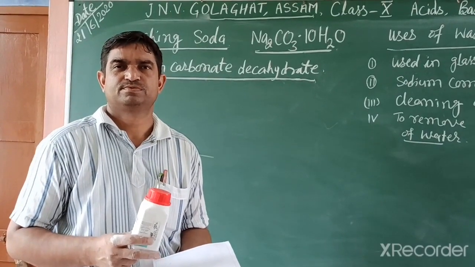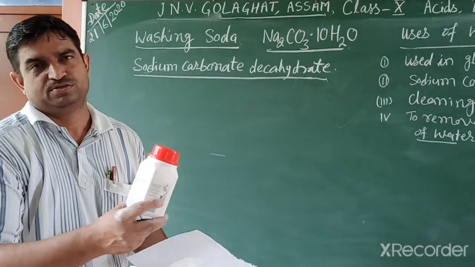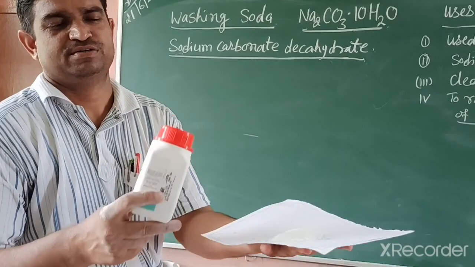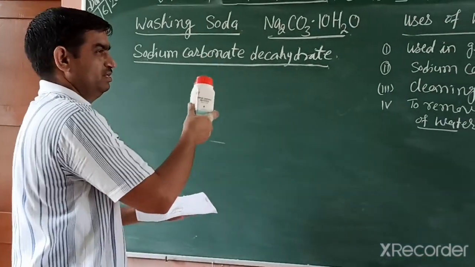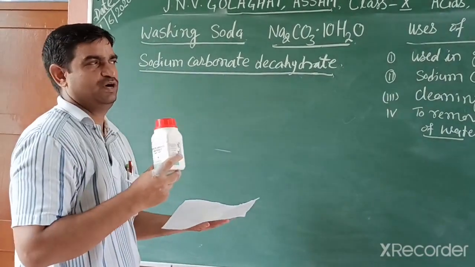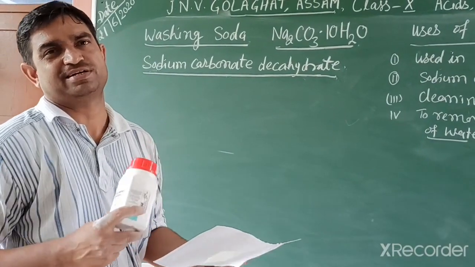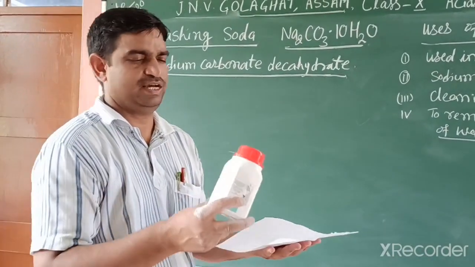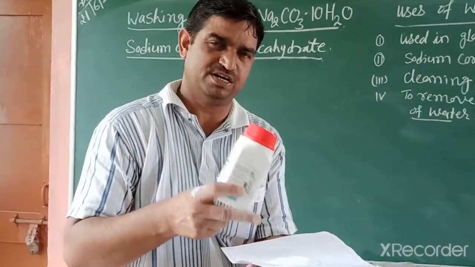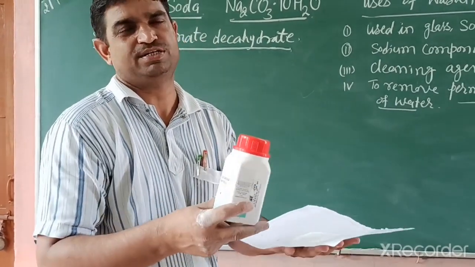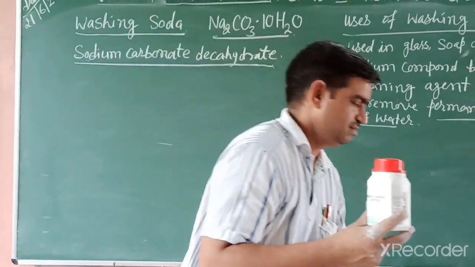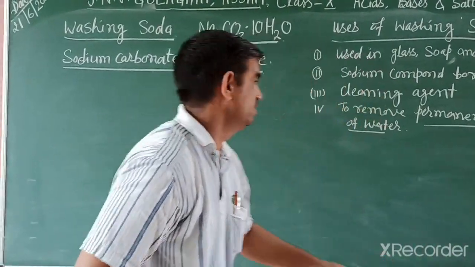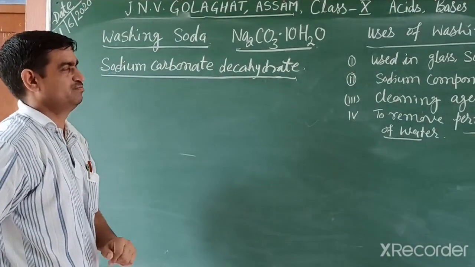Sodium carbonate, you know, is a white powder. But there is another compound, that is washing soda. Washing soda and sodium carbonate are slightly different, because sodium carbonate is anhydrous. When we mix some water, it is converted into washing soda. And this is also a basic salt, because it is made from sodium hydroxide and carbonic acid.